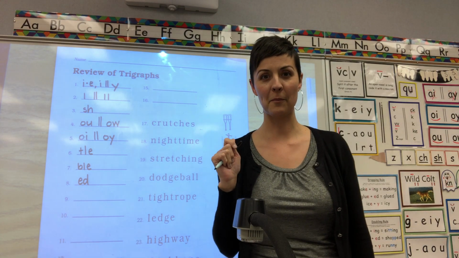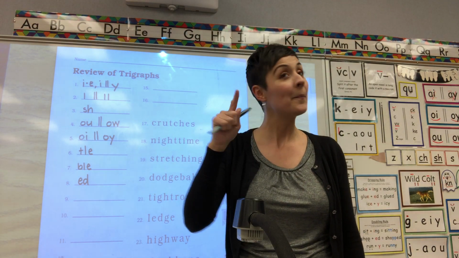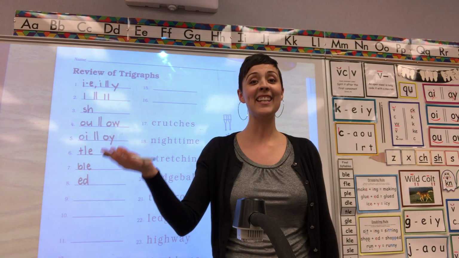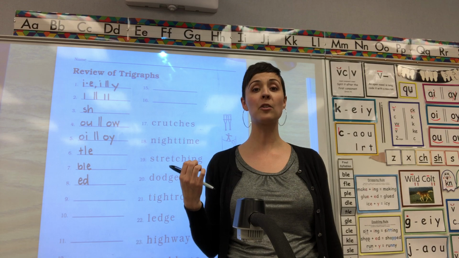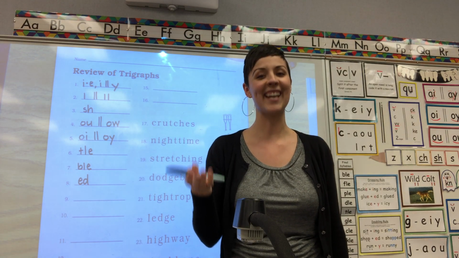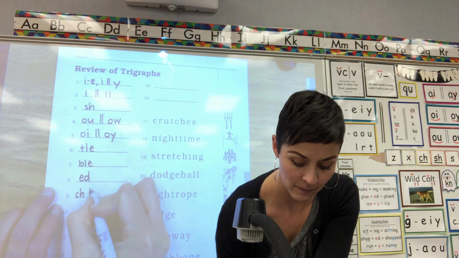Okay. For some reason, I just forgot. Let's back up, do it again. Number 9. Ch. Digraph, CH. Final digraph, CH, comma, trigraph, TCH. Go. Digraph, CH.